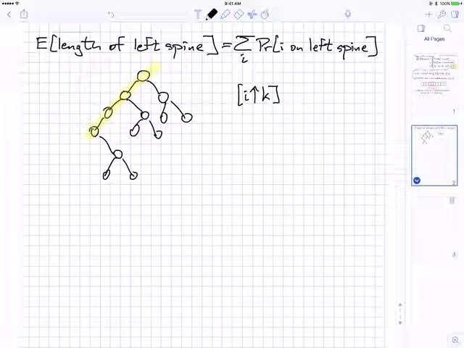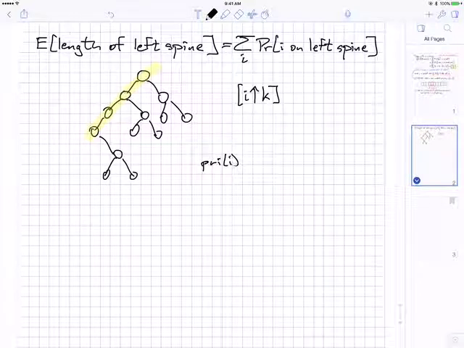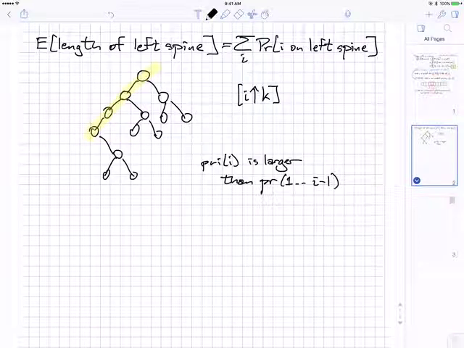Yeah? The priority is larger than any other element. So i's priority is larger than any other element to the left. Okay? So I want to say that the priority of i is larger than the priority of anything from 1 to i minus 1. Right? Is that what you want? Larger? Smaller? Smaller.